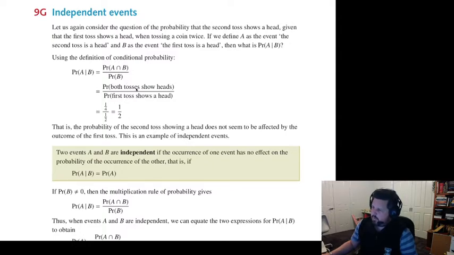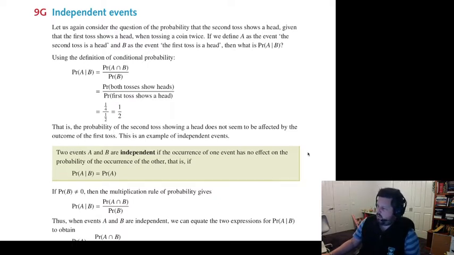Now, if you work out the probability that both tosses are heads, it's a quarter, or 1 in 4, and that's divided by the probability that the first toss shows a head. Again, the probability of the first toss being a head is a half. If you have a quarter and you divide that by a half, it's really the same as a quarter multiplied by 2 over 1, which is 1/2. Now, as it turns out, you'll see that the probability of that second toss showing a head doesn't really affect the outcome of the first toss, and therefore they are independent events.